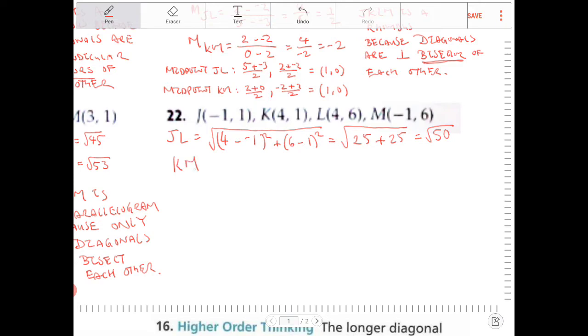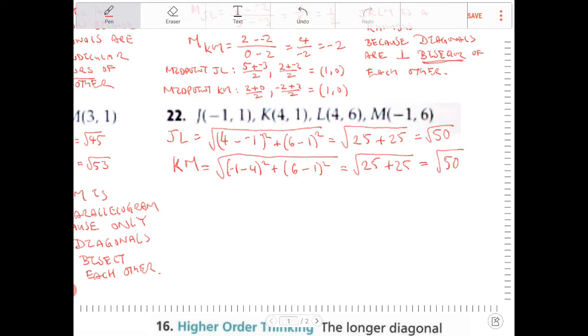Do the same thing for KM. KM, that would be negative 1 minus 4, 6 minus 1, and then that would be 25 plus 25. Looks like this could potentially be either a rectangle or a square. Actually, no, it is a rectangle. So it's definitely a rectangle. Okay, let's see whether or not it's a square.